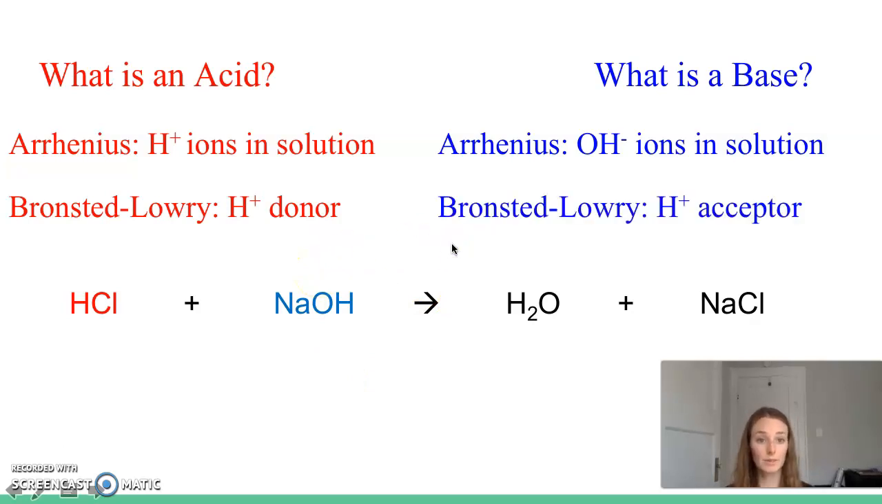And a Bronsted-Lowry base will accept the hydrogen ions. So it wants an additional hydrogen. So we see that over here, the OH accepts the hydrogen from this.